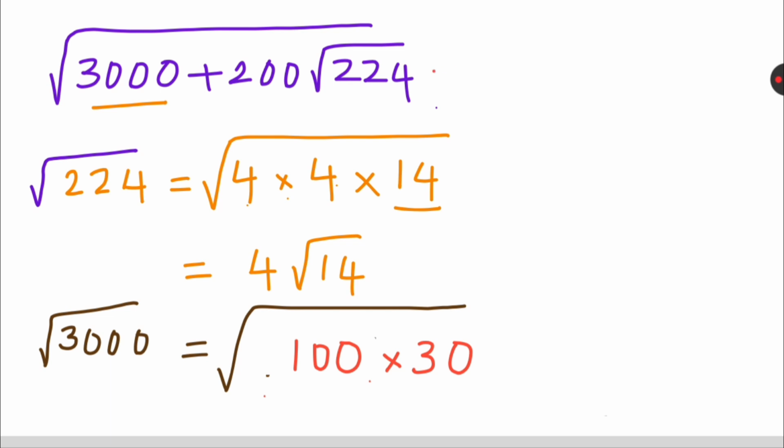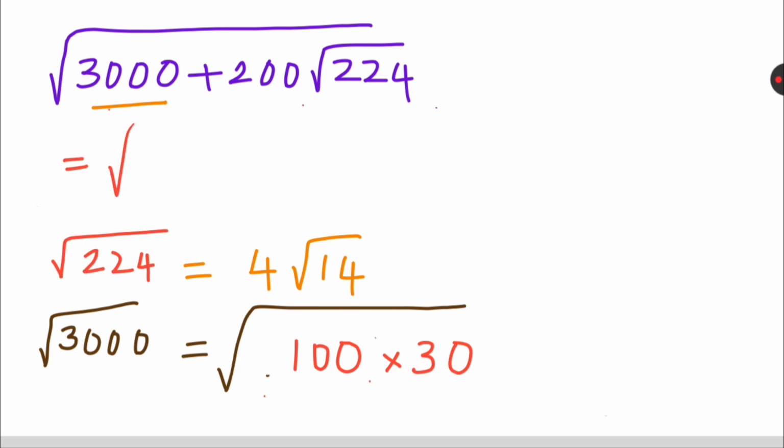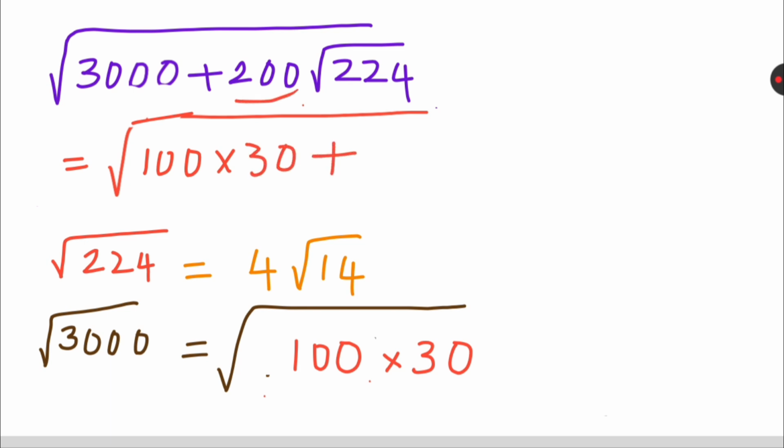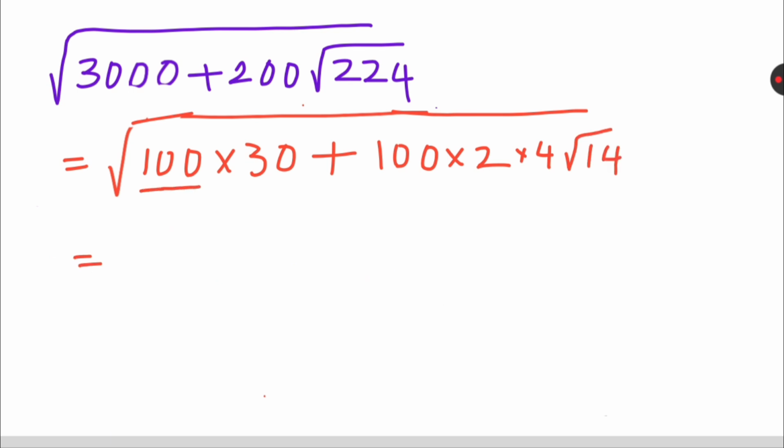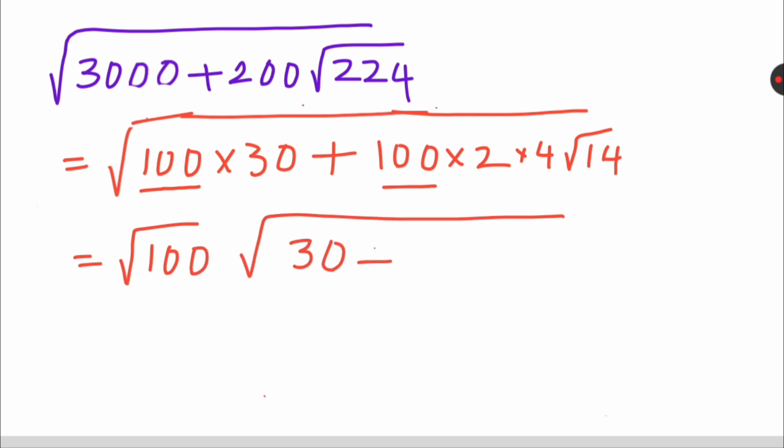So let's substitute all these in our expression. Square root of 3000 we can write as square root of 100 times 30, plus this 200 we can write as 100 times 2, and the square root of 224 we can write as 4 times root 14. Now observe that here we have a 100 and here we have a 100, so let's take square root of 100 as common. Then we are left with 30 plus 2 times 4 root 14. Square root of 100 is nothing but 10.